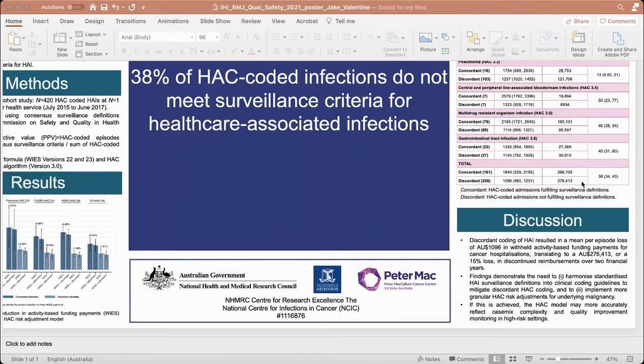The findings clearly demonstrate the need to harmonise existing surveillance criteria into clinical coding guidelines, so that we can mitigate any discordant coding and ensure a robust HAC system is in place, so that we can accurately monitor patient safety and quality improvement. When this is achieved, hopefully we will have a quite sound system with some utility behind it.